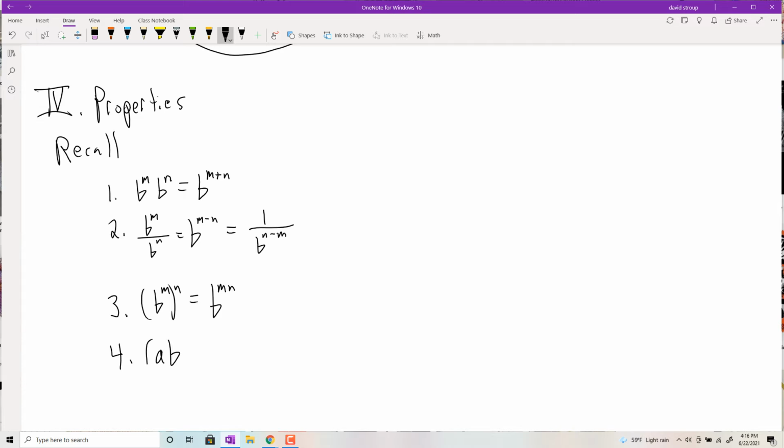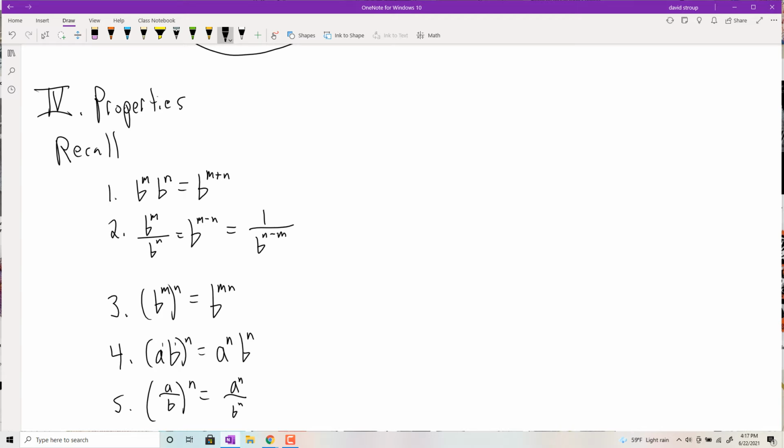Fourthly, ab to the n. What you do is distribute the exponent, so you pretend there's a little 1 on there. So it'll be a to the n times 1 is n, b to the n times 1 is n, so a to the n, b to the n. The fifth one we think about, a over b to the n, is the same. You just distribute the nth power to the a and the b, so it would be a to the n over b to the n.